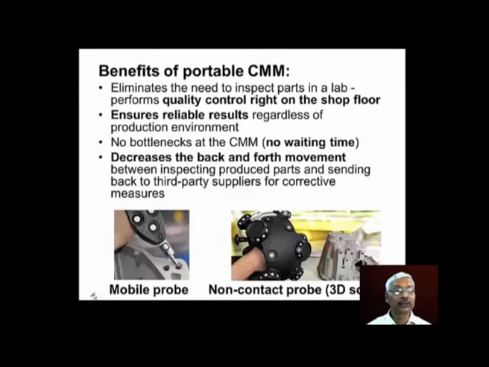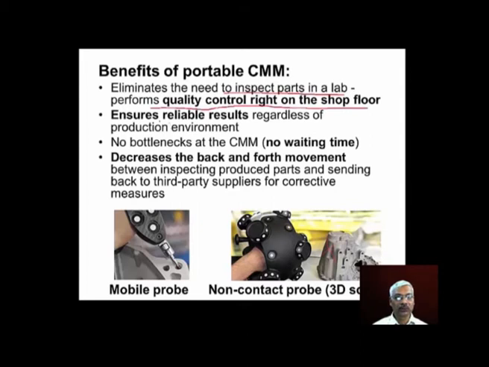Now, what are the benefits of portable CMM? So this portable CMM eliminates the need to inspect parts in the lab. That means we do not have to move the parts to the inspection lab or metrology lab, since the portable CMM itself is moved to the shop floor where the huge casting or huge part is present, and it performs quality control right on the shop floor.